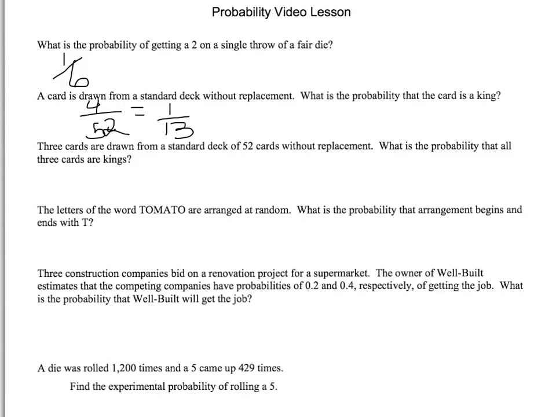3 cards are drawn from a standard deck of 52 without replacement. What is the probability that all 3 cards are kings? Well, the probability that the first is a king is 4 out of 52. Okay, now that card is sitting on my desk. Now I want to find the probability that the next card would be a king. Now I only have 3 chances out of 51 cards because the other one's on my desk. Now I put that one on my desk and I want to find the probability that the third one is a king. Well, I only have 2 chances out of 51.